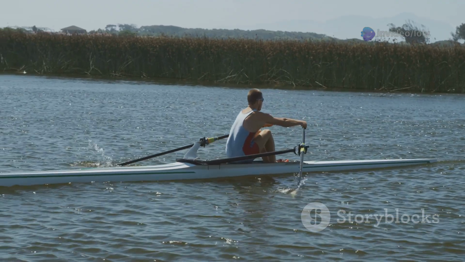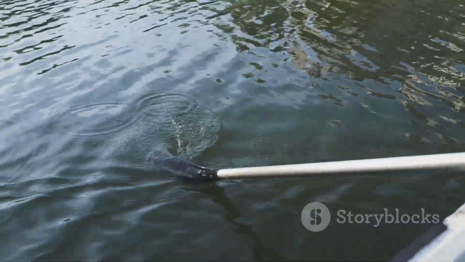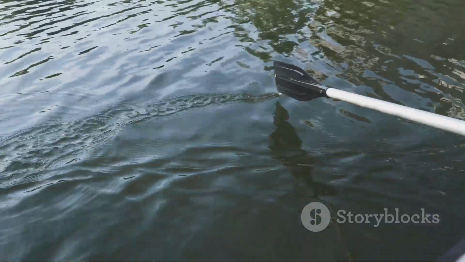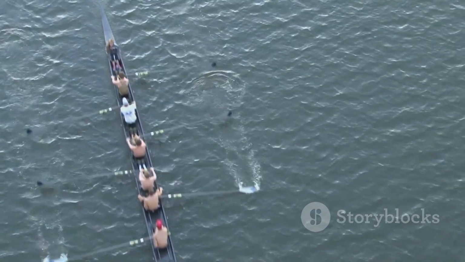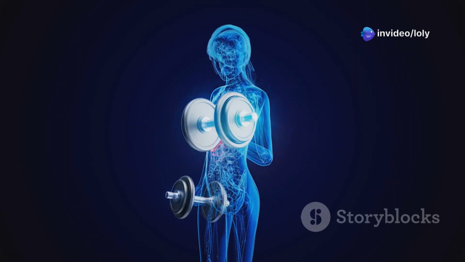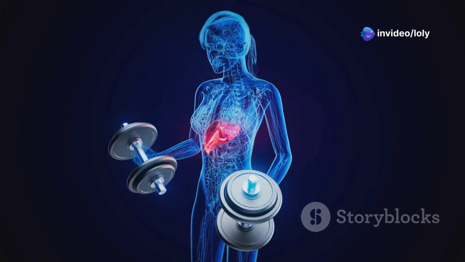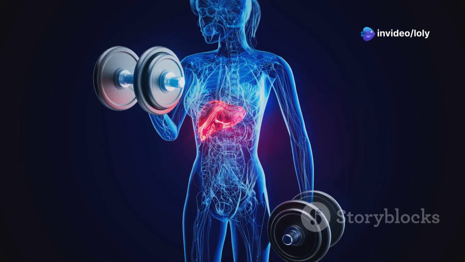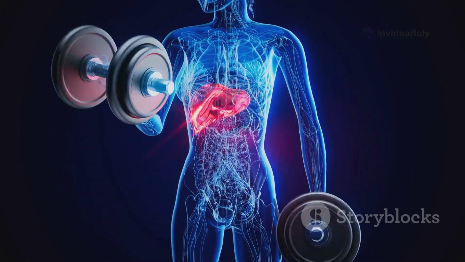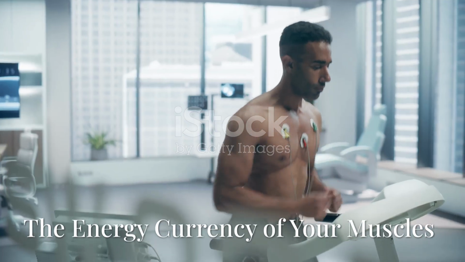Think of it like rowing a boat. Actin and myosin are like the oars, and the sarcomere is like the boat. As the oars move, they pull the boat forward. Similarly, as actin and myosin slide past each other, they shorten the sarcomere, causing the muscle to contract. This is how we move.